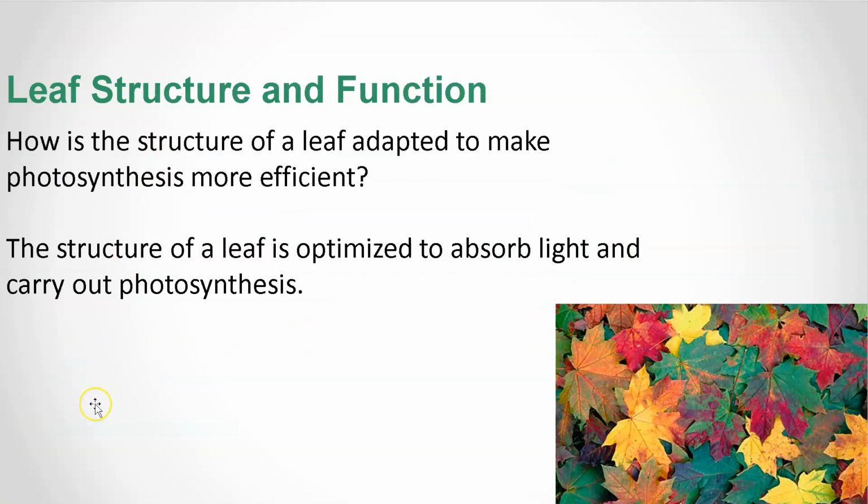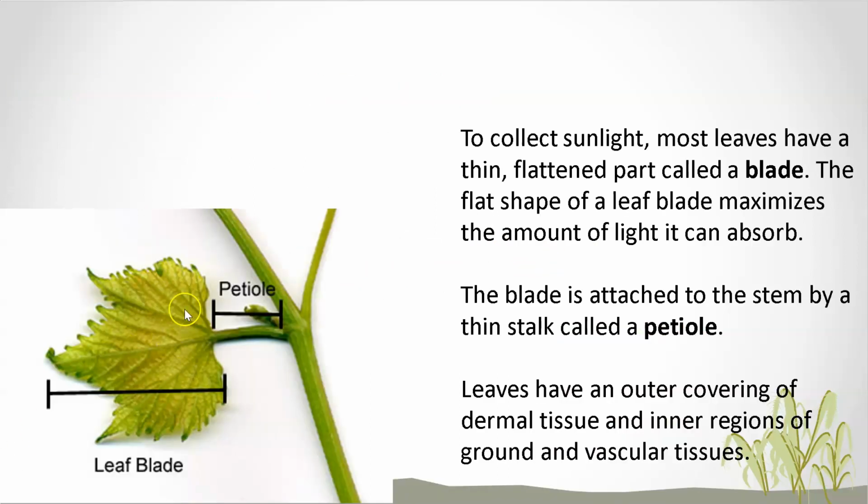Leaf structure and function. How is the structure of a leaf adapted to make photosynthesis more efficient? That's the main question that your book proposes. Well, it's optimized to absorb light and carry out photosynthesis. Without photosynthesis, of course, the plant dies. And so the leaf blade: it's called the blade, and the blade is attached to the stem by a thin stalk. You can see the stalk right there.